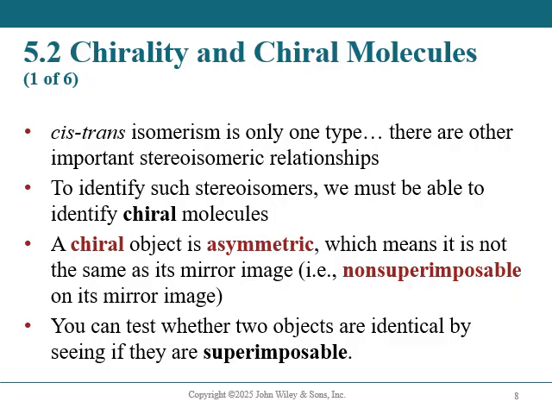A chiral object is asymmetric, which means it is not the same as its mirror image, non-superimposable on its mirror image. You can test whether two objects are identical by seeing if they are superimposable. One example of non-superimposable with the mirror image will be your hands, right? Your right hand looks very, very similar to your left hand, but you can't really put one on top of the other, right? Because the thumbs will be on opposite sides. That's a good example of a non-superimposable.